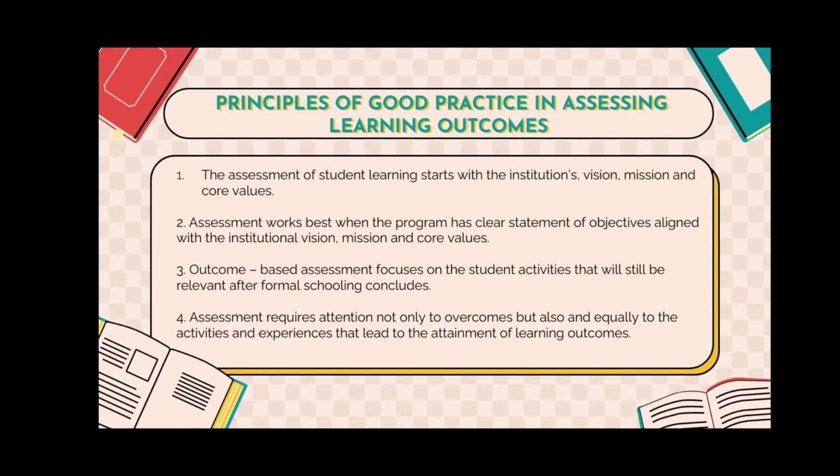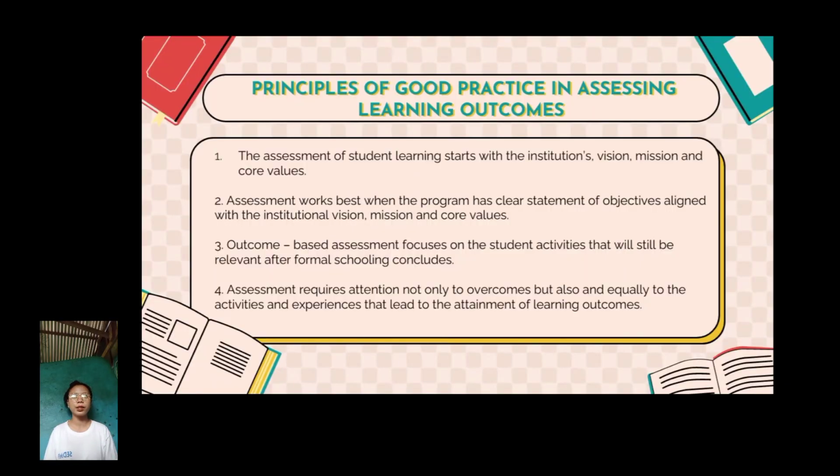And the third one, we have outcome-based assessment focuses on the student activities that will still be relevant after formal schooling concludes. Outcome-based assessment is more relevant after formal schooling nowadays. As we face the new normal, which is online class, and a pandemic, it is good to write sentences and paragraphs rather than rely on verbal ability. Writing shows the good abilities of a student to have great outcomes, because writing is the first thing to learn to have a great and strong mind.